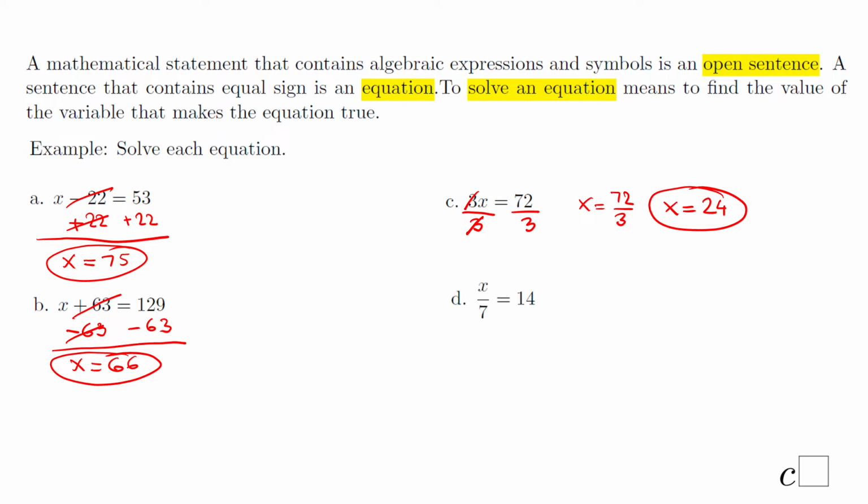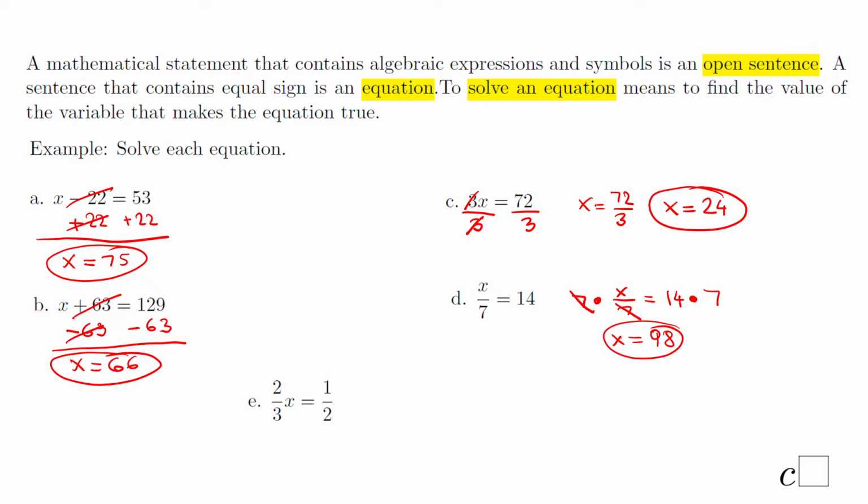D, we have x over 7, x divided by 7 equals 14. And in order to solve this equation, the simplest way will be to multiply by 7. X divided by 7, we undo the operation by multiplying by 7. That will cancel the 7 you see here. Don't forget to multiply by 7 the other side. So we have x equals 14 times 7, which is 98. You can take this 98, plug it back in your equation where x is, and you'll make the equation true.